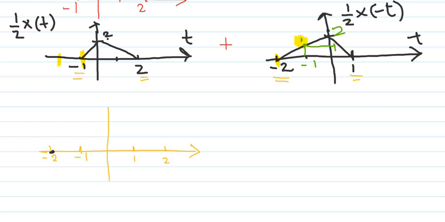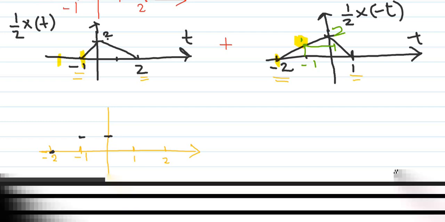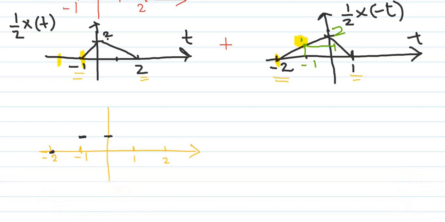So 0 plus 1 will give me 1. So let's suppose this is 1 here, so I say this point is here, somewhere here. Okay, let me draw it here. Let's suppose that this point is here.